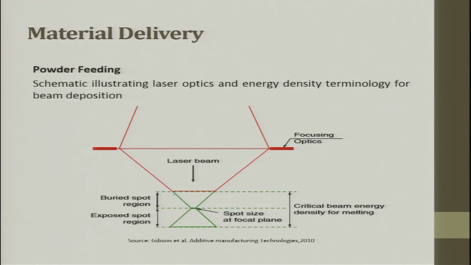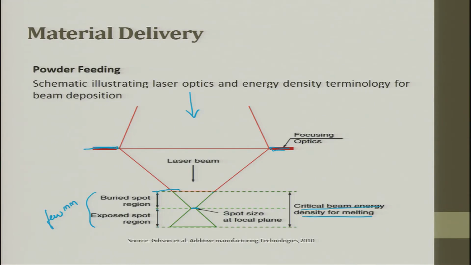So this is what we were trying to talk about. So here is the focus optics. The laser beam comes from here. You put optics, so the beams converge. Here, this is the buried spot region, this is the exposed spot region, this is the spot. From here to here, this is the critical beam energy density for melting, and as I told you, this will be a few millimeters.